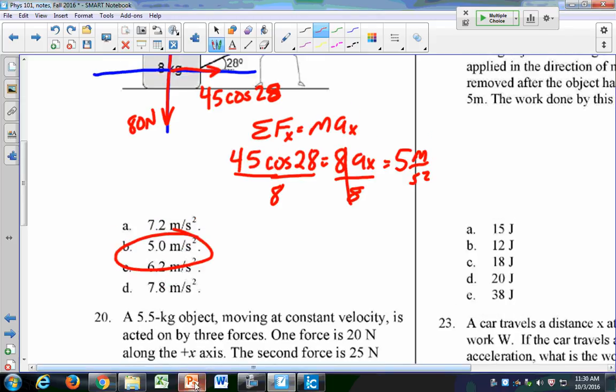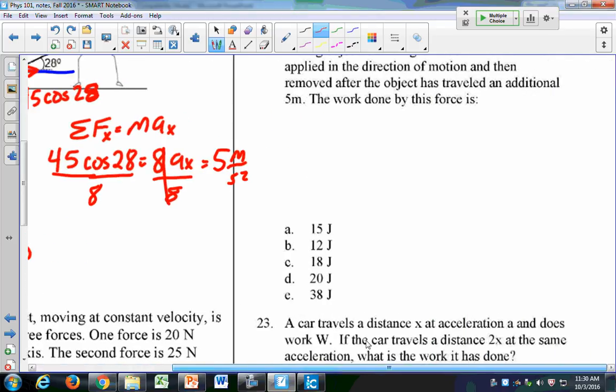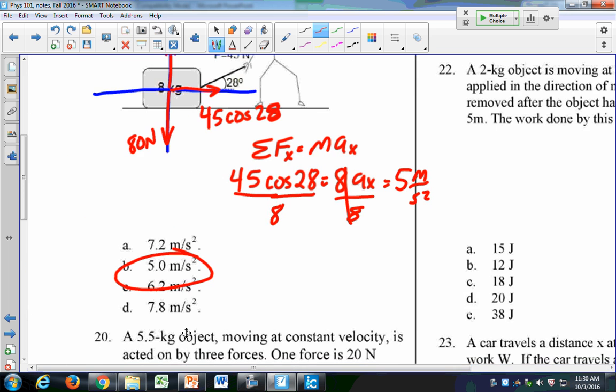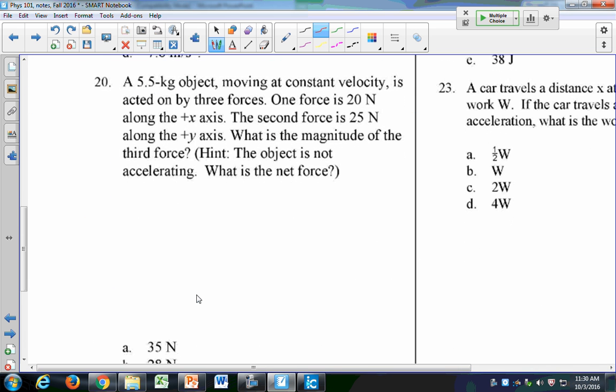Any other problems y'all want to look at on this test? Number 20. Who asked that? 20 is a good one. I have two forces. This is really a vector problem, one like we've done in chapter 2. I have two forces. One is 20 newtons along the x-axis, and the other is 25 newtons along the y-axis.